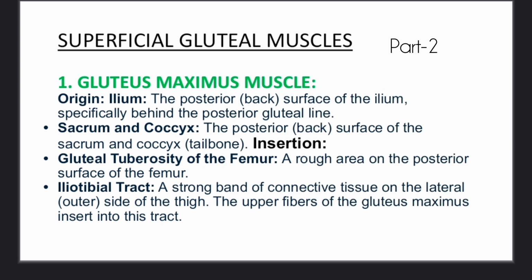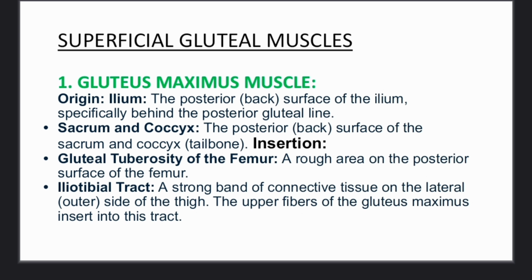In this video, we will continue our study of the muscles of the hip and thigh region. Today, we are going to learn about the superficial gluteal muscles. The superficial gluteal muscles group consists of four main muscles. They are gluteus maximus, gluteus medius, gluteus minimus, and tensor fasciae latae. Let us discuss each of these muscles one by one.